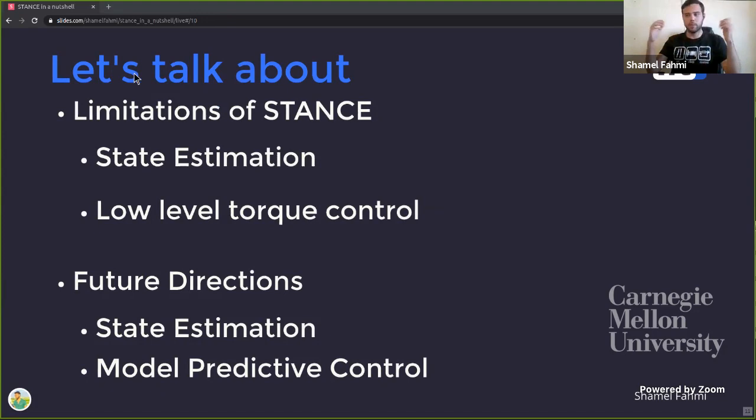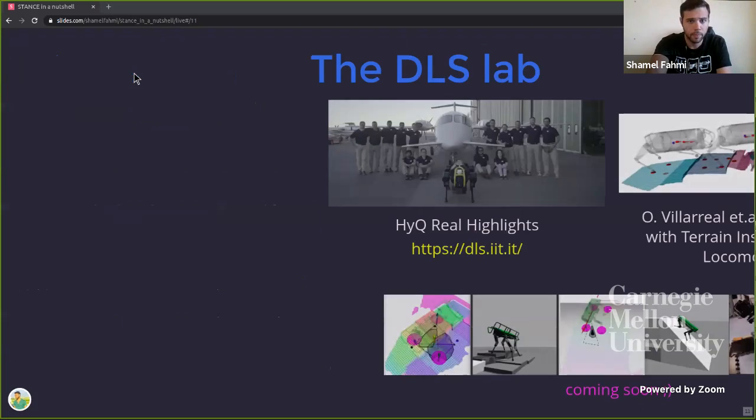Instead of talking about the results, obviously you can talk to me offline about that in the poster session. I'm also interested in talking mainly about the limitations of STANCE and hopefully the future directions. In the paper, for example, we mentioned some limitations that we can encounter in terms of state estimation and in terms of low level control, and also some future directions that I would love to talk about, again, about state estimation and MPC. So if any of these keywords ring a bell, just don't forget to pass by the poster.